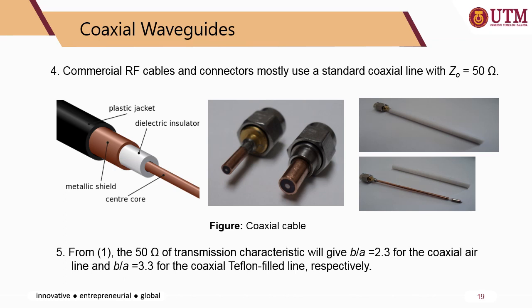Okay, and mostly the RF cable or coaxial waveguide use a standard coaxial line with a characteristic impedance of 50 ohm. So what is characteristic impedance basically? What is Z0? Z0 is basically the ratio of the voltage to the current for a wave that travels along the transmission line. So it's basically the resistance it will exhibit if it travels in infinite length. So the standard Z0, or characteristic impedance, is 50 ohm.